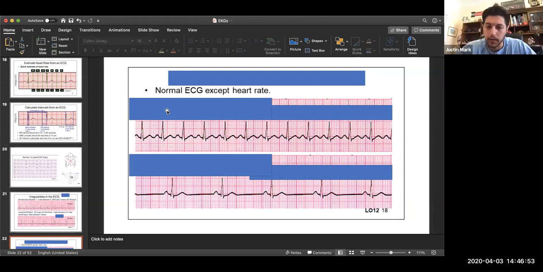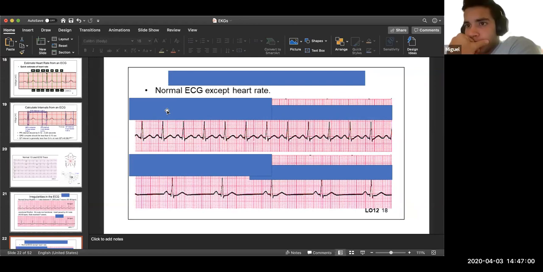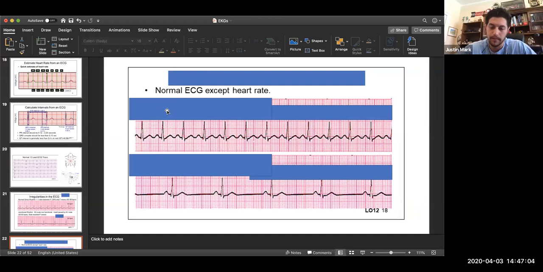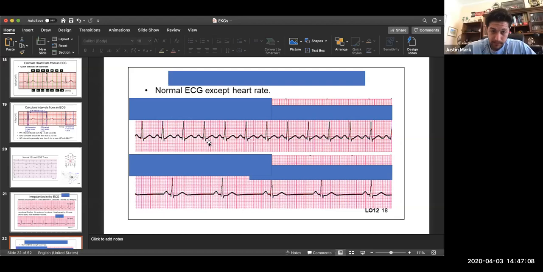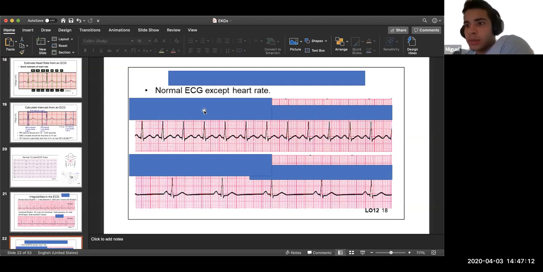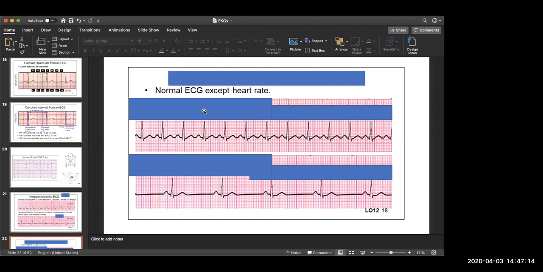What do we call a high heart rate? Tachycardia. Do we see P waves? Yes. We see a QRS following every P wave. Every single one. Do we see normal T waves? Yeah. So what do we call this? Ventricular tachycardia? Or atrial, sorry, atrial tachycardia.